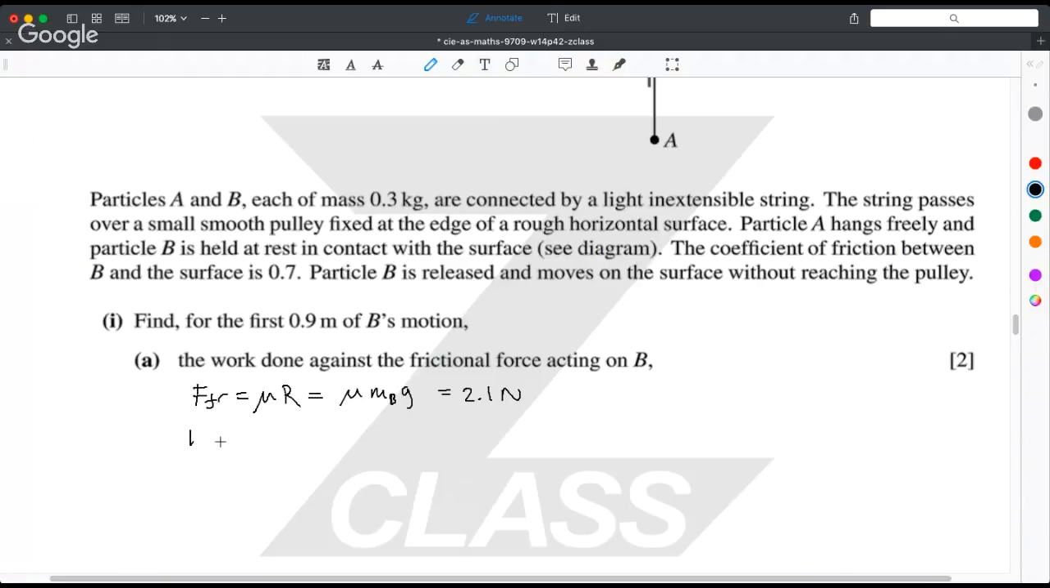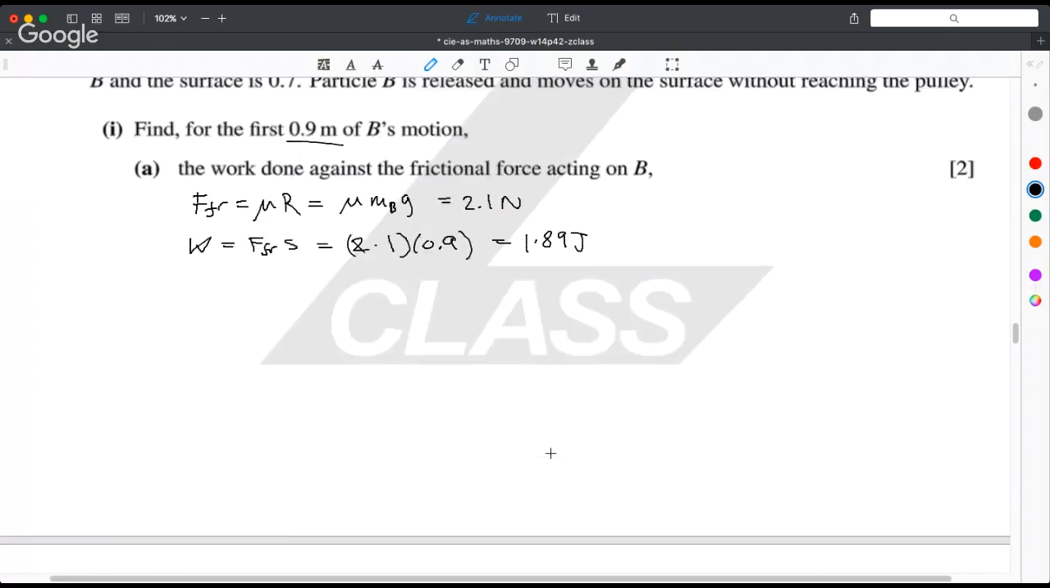And then we know that the work done by friction is the force of friction times the distance traveled. They've asked us how much work is done during the first 0.9 meters. So that's going to be the force of friction times the distance traveled, and that's 1.89 joules. So that's pretty straightforward.